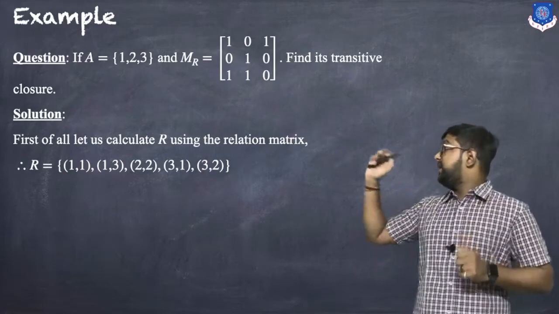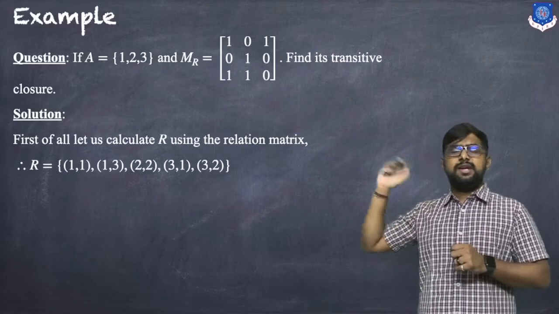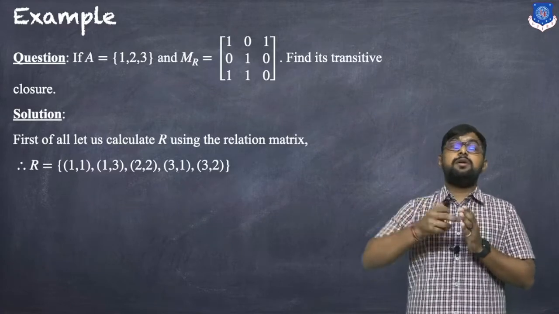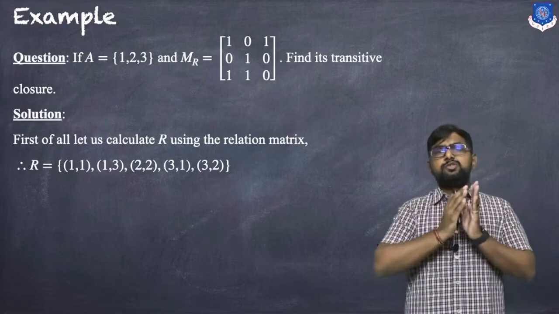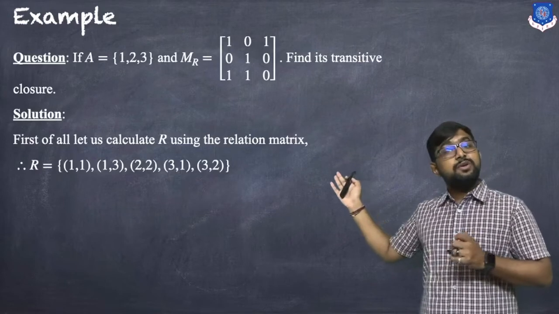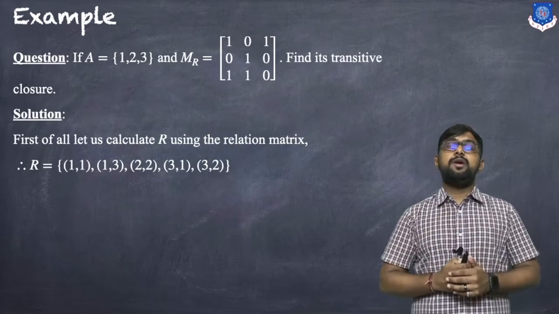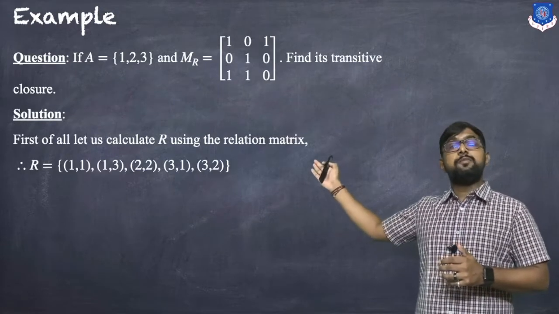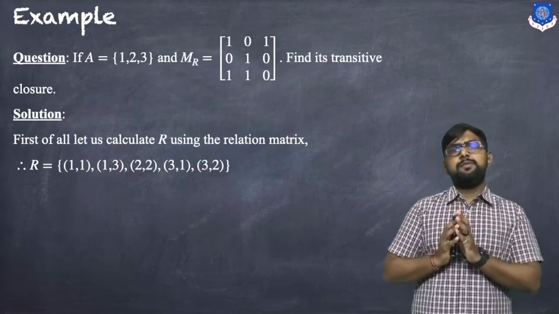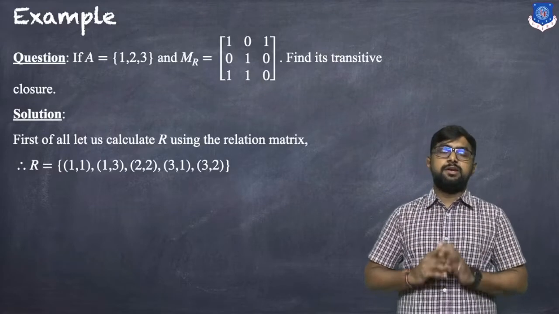Now the one entry means 1 is related to 1. The second entry is 0. Now the third is 1, so in which position is it? It is in the first row and third column, so that means 1, 3 will be there. Now come to the second row. In the second row and second column, 1 is there, so 2, 2 will be there. Now come to the third row and first column, which is 1, so that means 3, 1, and in the same manner 3, 2. So the relation is 1, 1, 1, 3, 2, 2, 3, 1, 3, 2. This many entries will be there. So this is the relation.